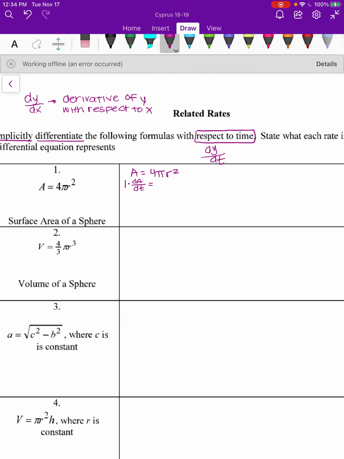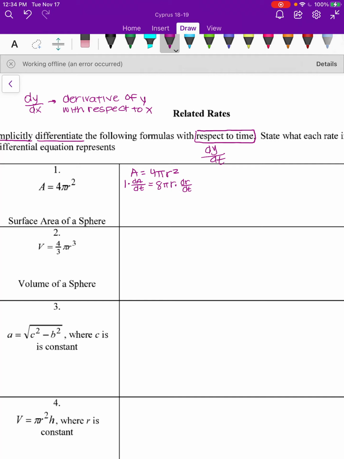Now we're looking at the other side, the derivative of 4 pi r squared. That 4 pi is a coefficient in front of r squared. So when I do the derivative of r squared, I bring that 2 out front and multiply it with what's already there. Now that becomes 8 pi r. That's the derivative if I was with respect to r. But since I'm with respect to t, I also have to multiply by dr dt.